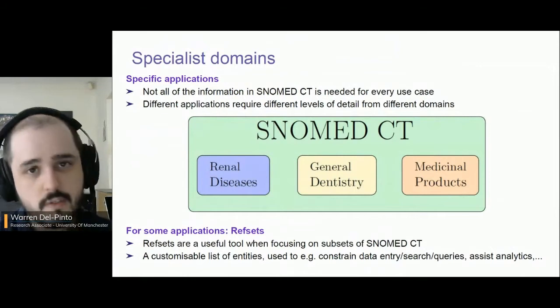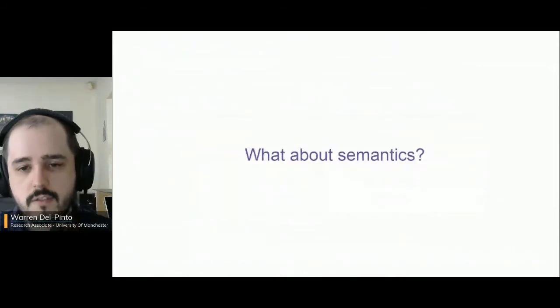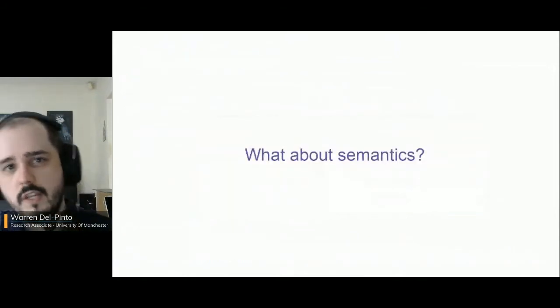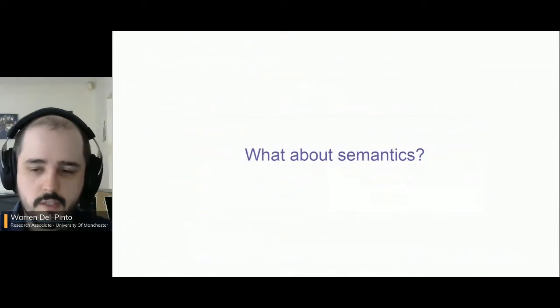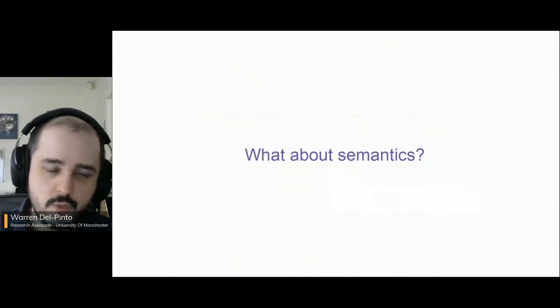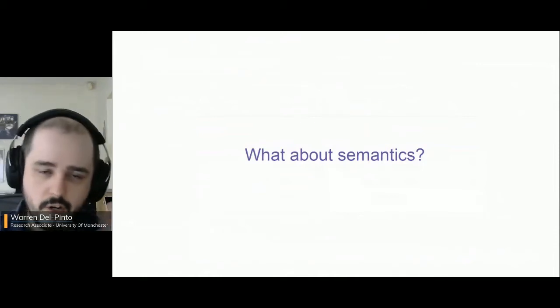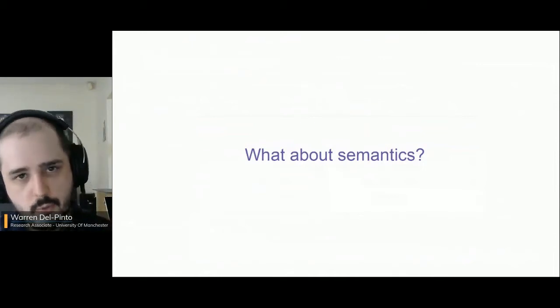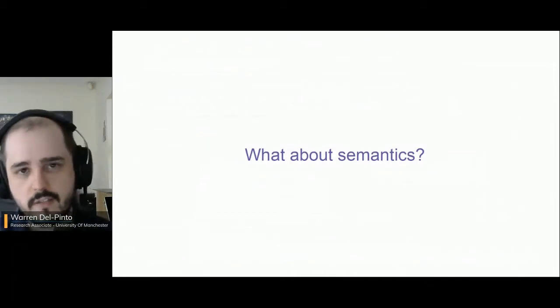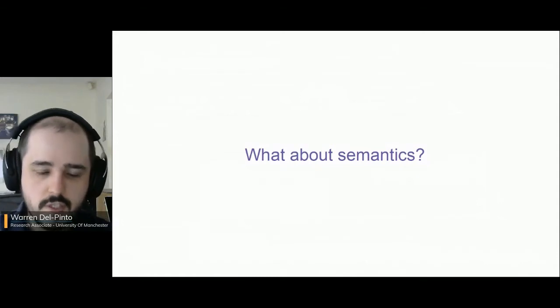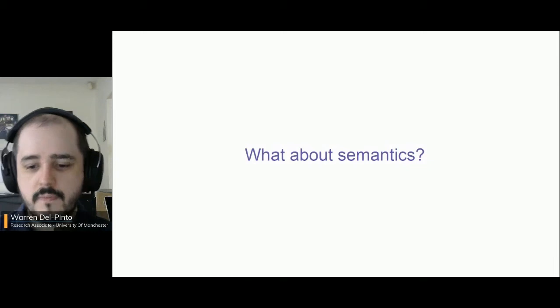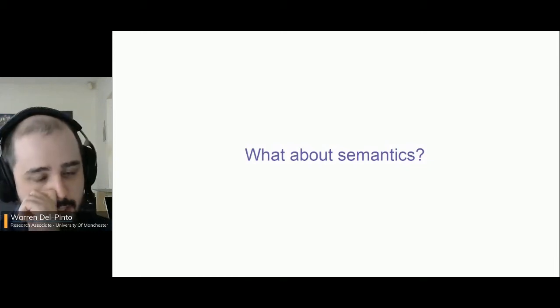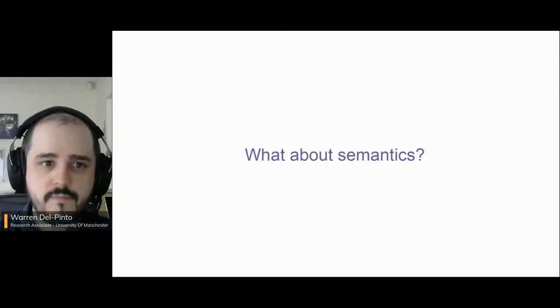Well, we would like to maintain semantics in some cases. So perhaps we don't just want a list of entities, but we actually want to maintain the meaning of those entities, their definitions, their relationships between each other, the polyhierarchy in SNOMED CT, things like post-coordination, non-ISA relationships via attributes like finding site or associated morphology. So all of this information is not present, of course, in a flat list. So we're looking at content extraction with respect to semantics as well.